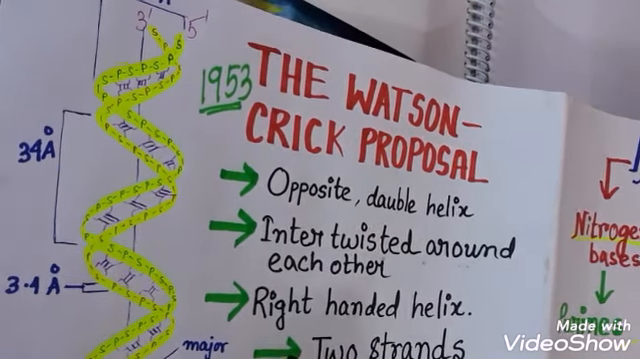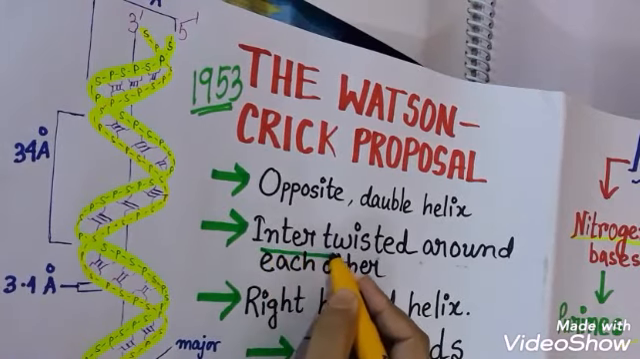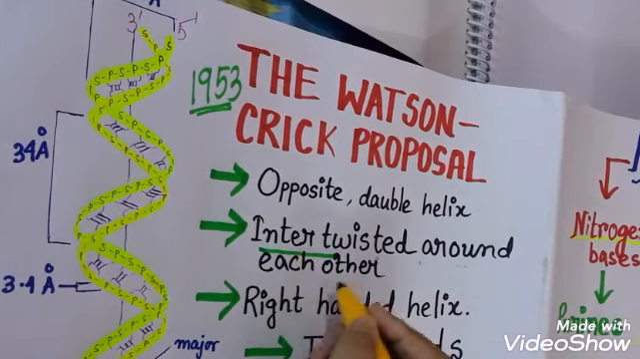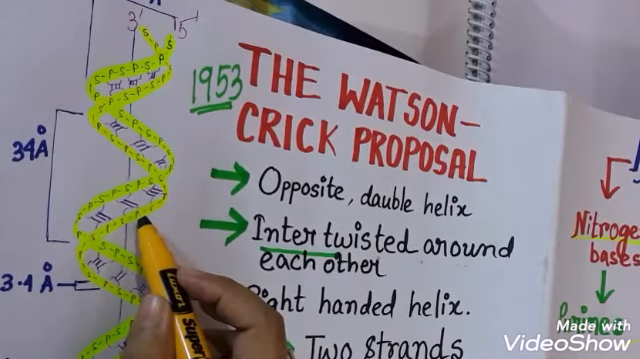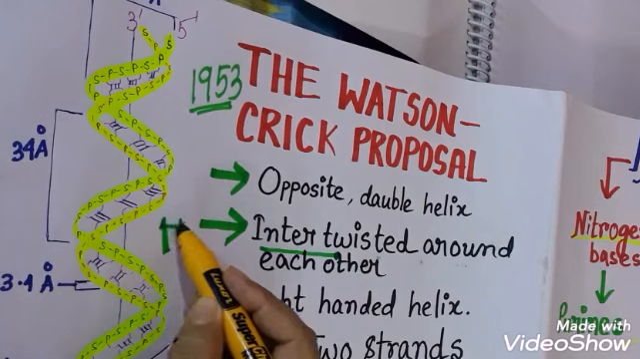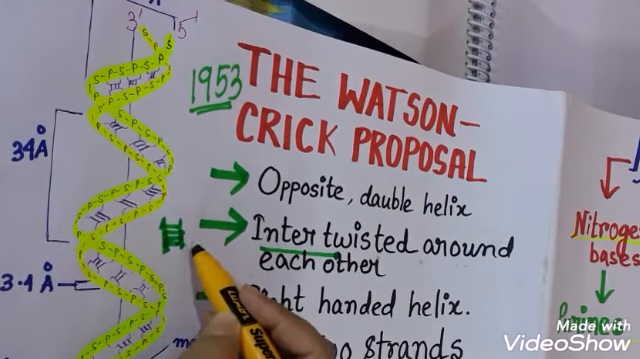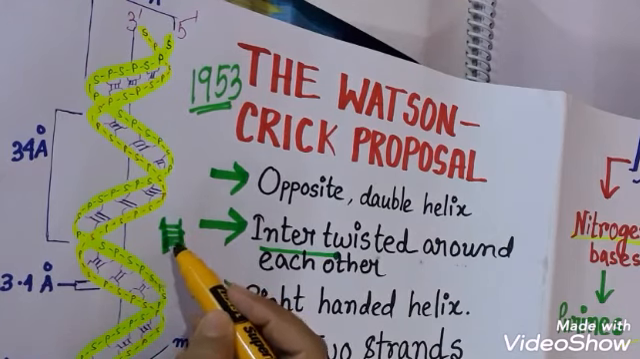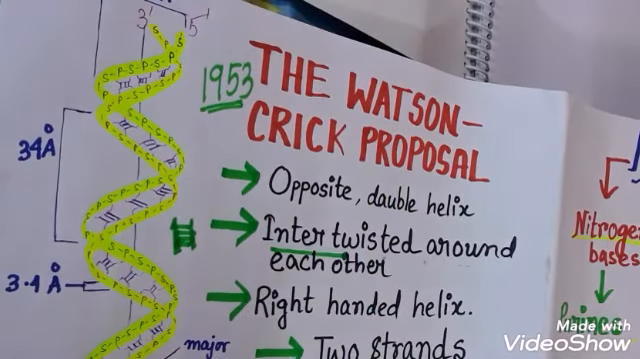They are intertwisted around each other. They are already twisted. If the structure is like a ladder and there is a bond between them, then if we twist the 2 strands, the structure will be like this.